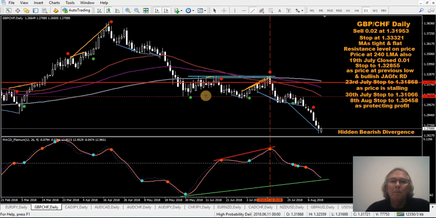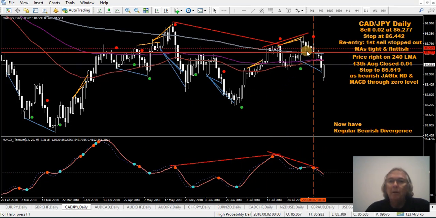Pretty obvious. Bullish, possible bullish divergence setting up. Again, CAD Japanese yen in a sell. I closed half this morning, I believe. Yep, I'm in a sell from here.